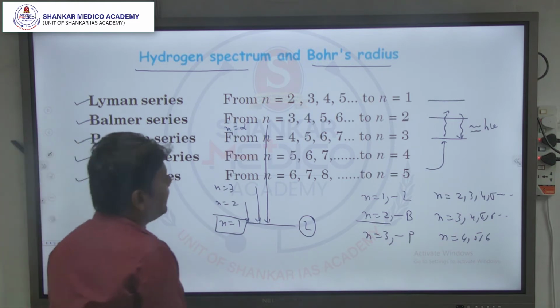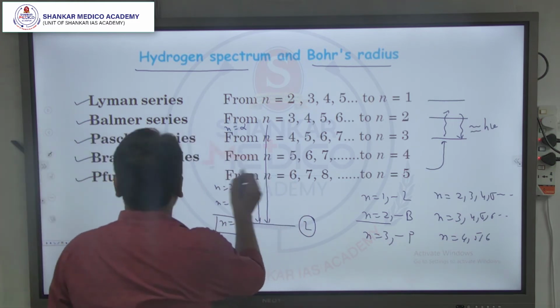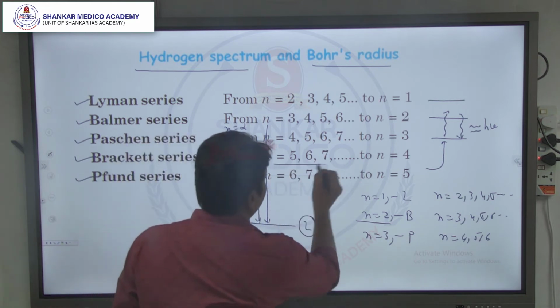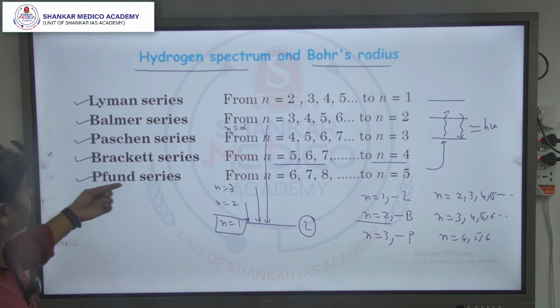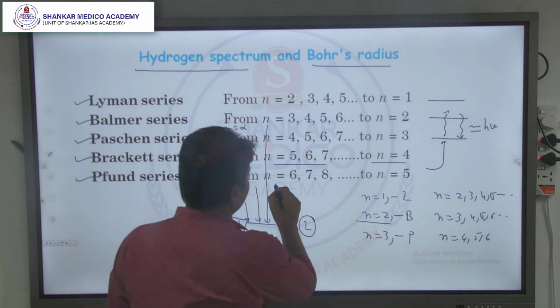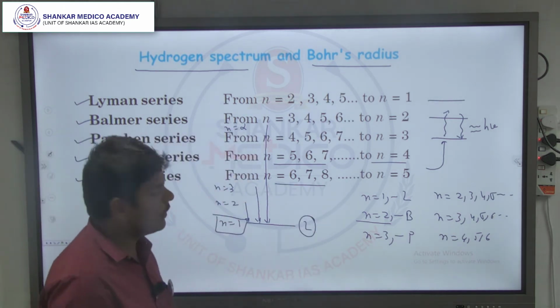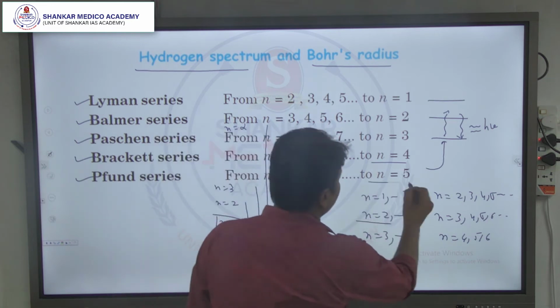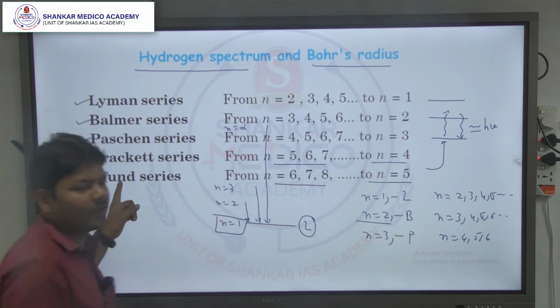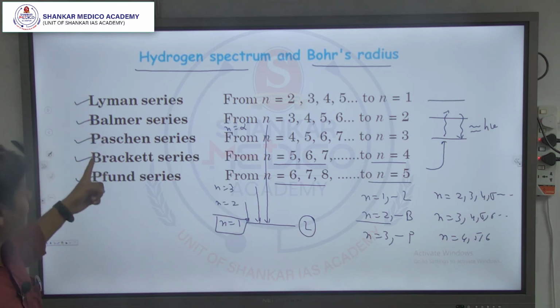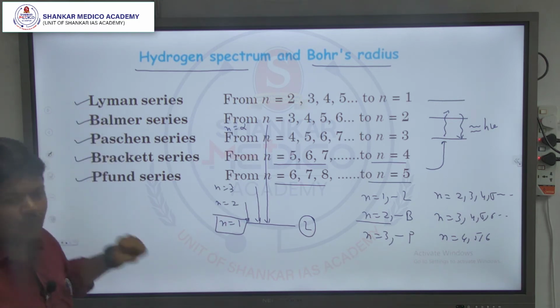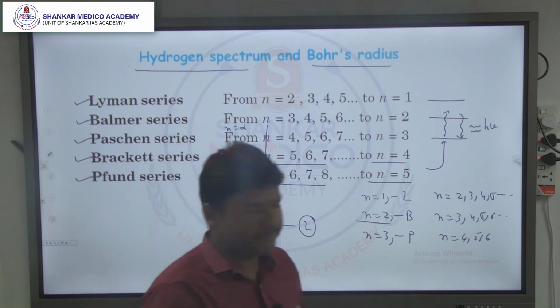Then similarly, if electrons fall from the higher energy level to n equal to 4, we call it the Brackett series. Then similarly, if electrons are coming from higher energy levels and dropping to n equal to 5, the corresponding series we call the Pfund series. So, Lyman, Balmer, Paschen, Brackett and Pfund series we obtain in the hydrogen spectrum.